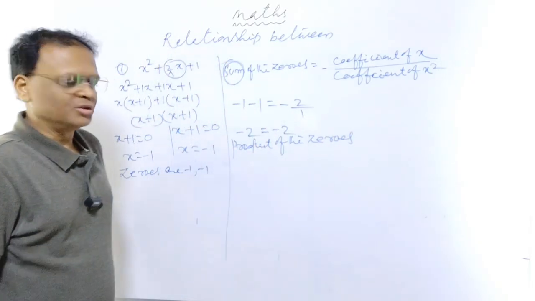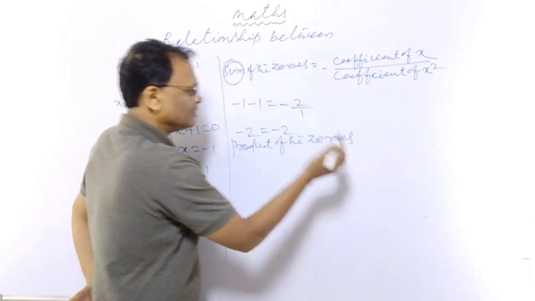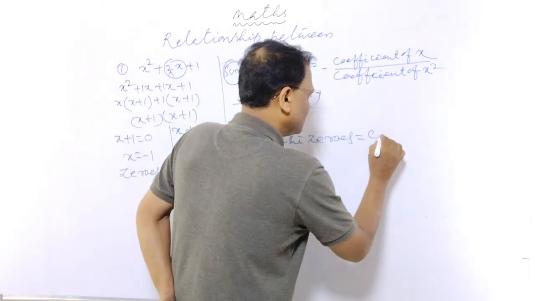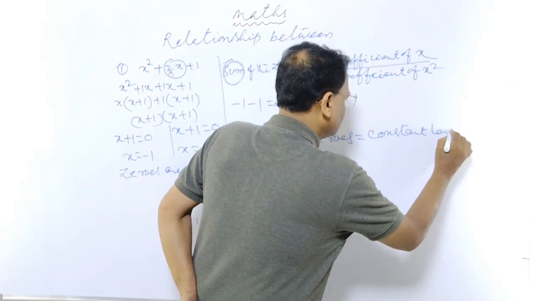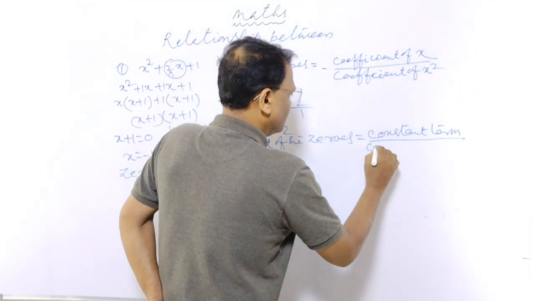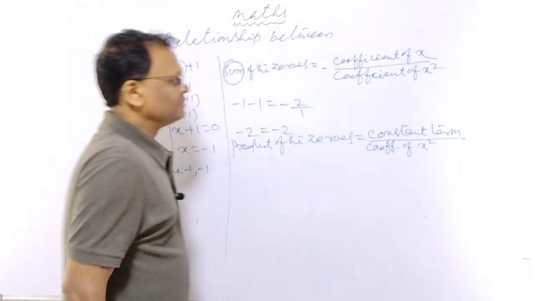Product of the zeros. The formula, similar to what you have written here. The formula is constant term. What is it? Constant term divided by the coefficient of x square.